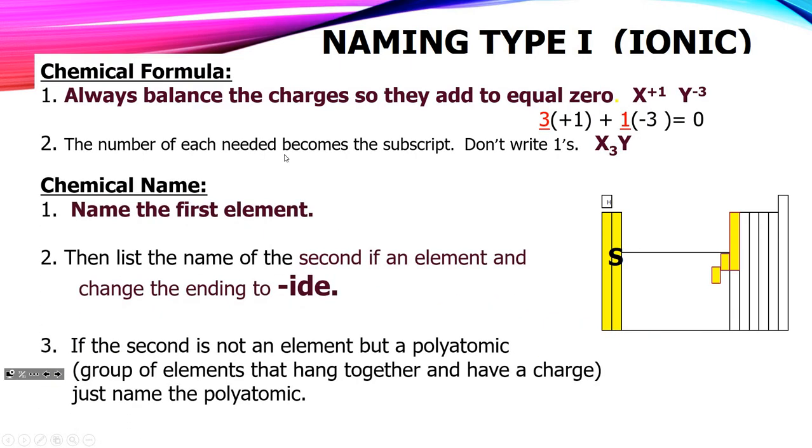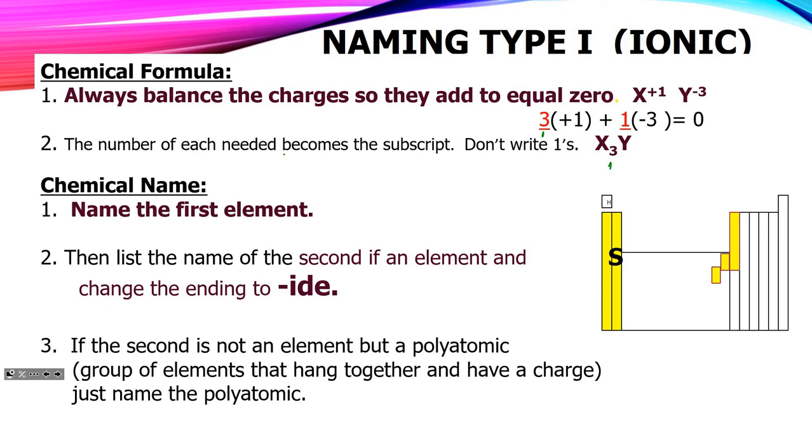Okay? I have to always balance it so it equals 0. The charges always have to add to 0, no matter what I do. However many I need of each one, just like we were doing, that becomes a subscript. So if I need 3, I put that as a subscript 3. If I need 1, I don't write a 1. I just write the symbol.